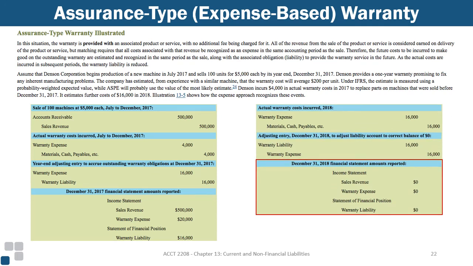And at the end of the year, you'll see that in 2018, there's no further sales revenue. We can assume that the company only sold the product in 1 year and that was it. So there's no additional sales revenue. There's no warranty expense because it's already been expensed, and the $16,000 is a debit and credit, so it's zero, and the warranty liability account is zeroed out.